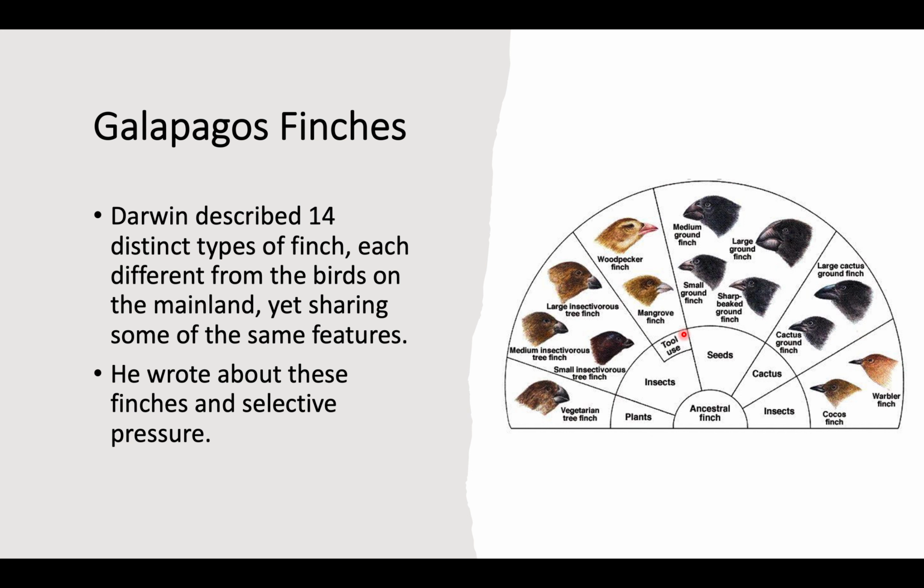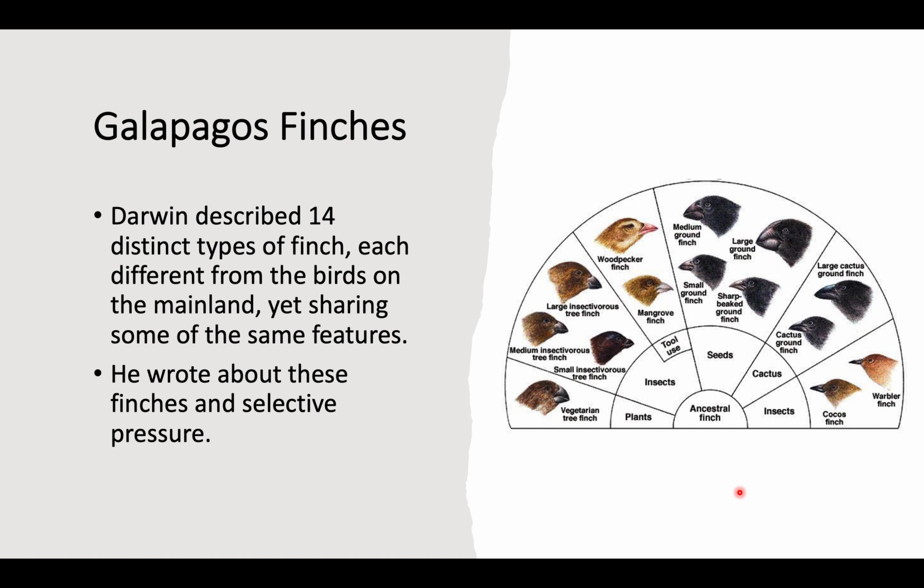Some of them actually even evolved to use tools. Some of them just ate seeds, so they have different types of beaks in order to break those seeds open. Some were able to eat cactuses, and then others ate different types of insects without the use of tools. So this was the way that Charles Darwin really described evolution.